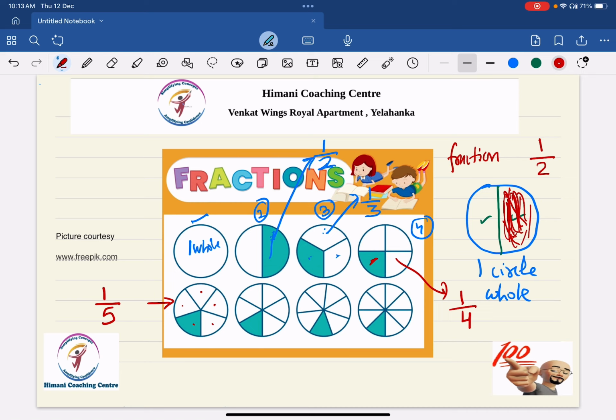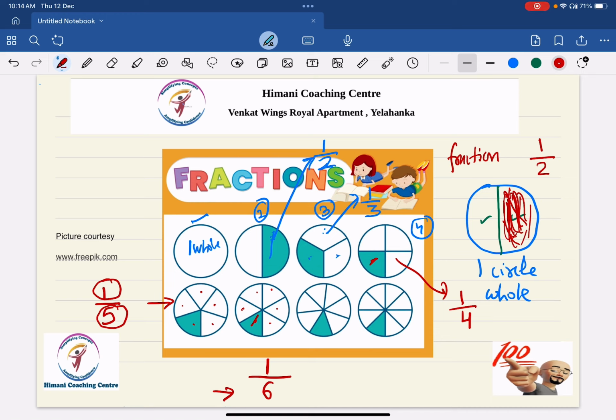How do we write it? On the top, we write the number of parts selected. So how many parts have we selected? One. In the bottom, we write the total number of equal parts. Now let us go to this figure. Count the total number of parts which will come down here. So 1, 2, 3, 4, 5, 6. So this is 6. Now how many parts are we selecting? The shaded one, so it is just one. So this is 1 by 6.